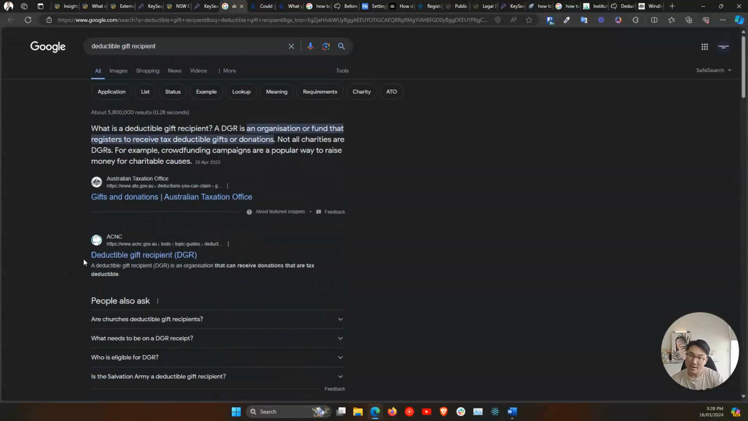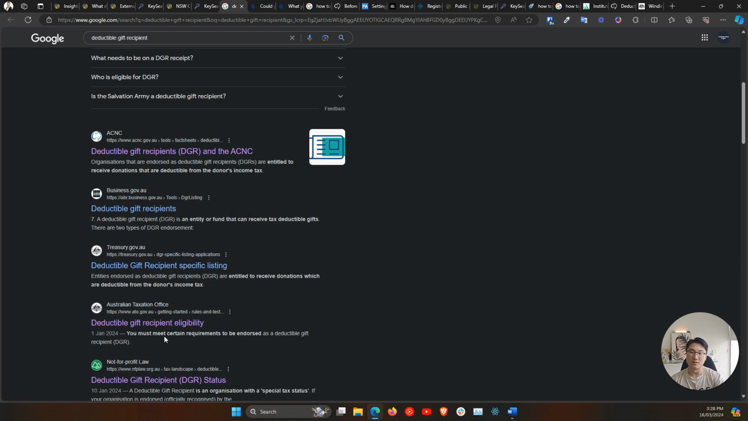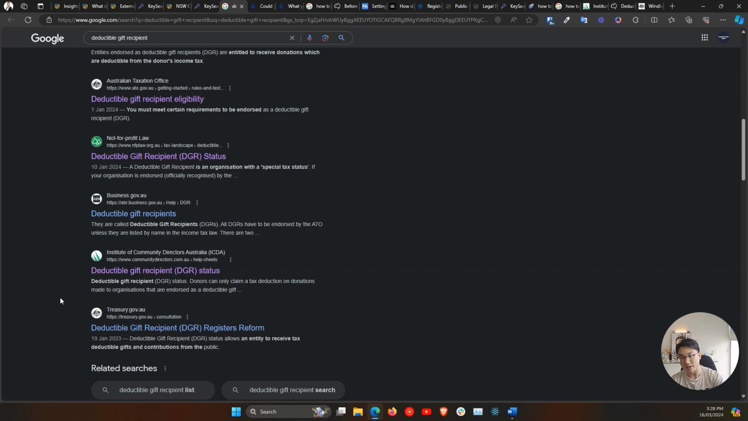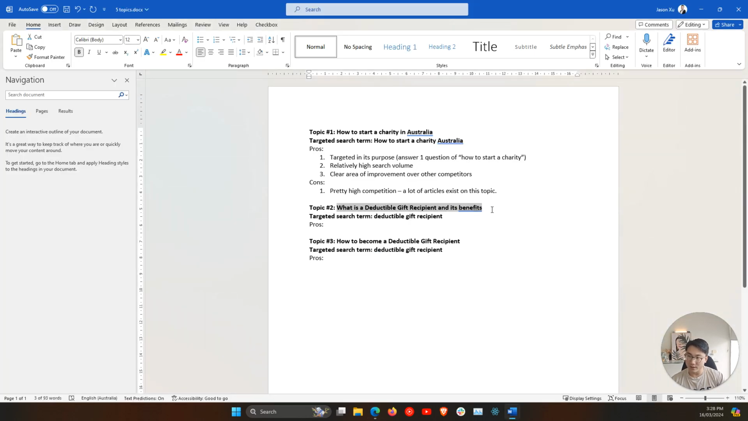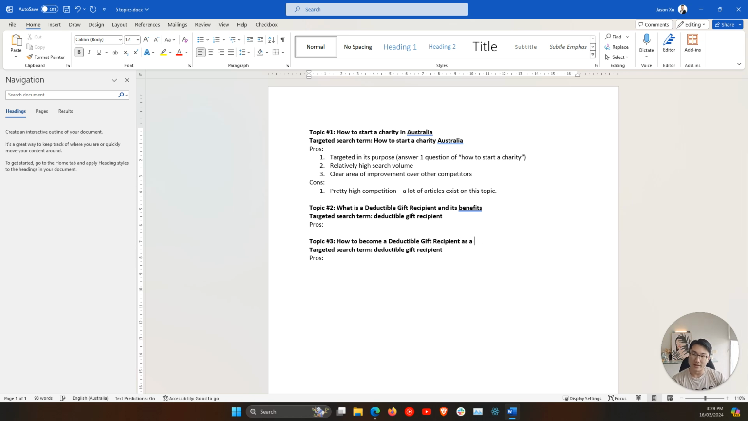Because when we're scrolling this now, you can see that the meta titles are so generic. It's just deductible gift recipient, deductible gift recipient, deductible gift recipient specific listing, deductible gift recipient eligibility. It's very generic. And so what I'll be writing, if the client accepts these topics, for topic number 1, the meta title that will appear in the search results would be, what is a deductible gift recipient and its benefits, right? So people can understand this is the information I'll see when I click on this article, to find out what it is and what it means for me. And the other topic is how to become a deductible gift recipient as an NFP or charity. So it very clearly calls out the people who are looking for this particular question to be answered. And yeah, so that's that.